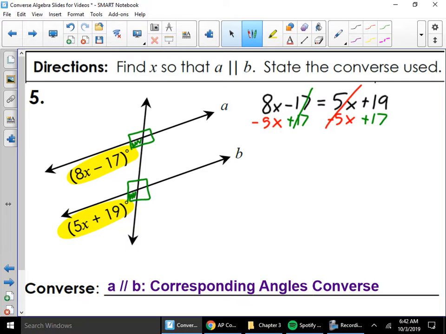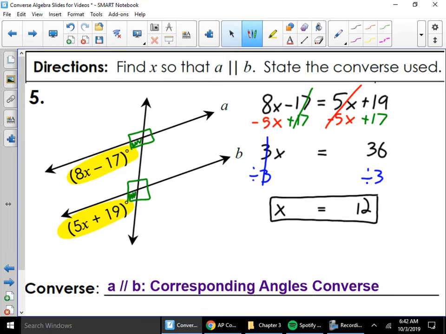8 take away 5 is 3. And on the right-hand side, 19 plus 17 is 36. Last but not least, a bit of division. And we find that x is 12. So same process we've been using, just the algebra steps it up a notch. But here we do have a pick on the little guy problem. Winds up being 3 steps instead of the 2 we were looking at before.